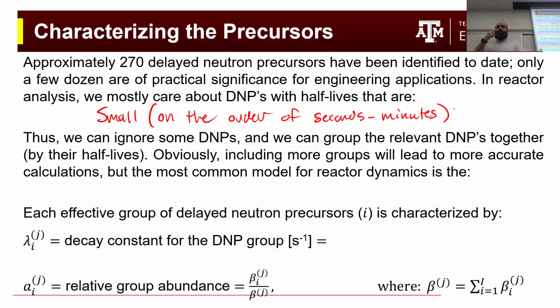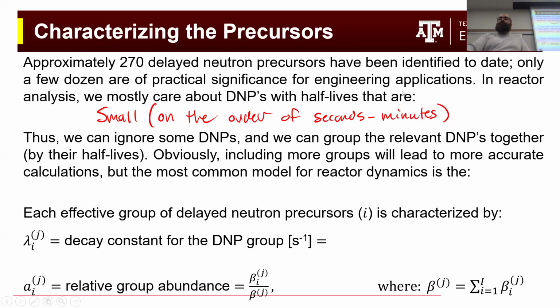Because if the delayed neutron precursors have really, really long half-lives, that means it takes them a really long time to decay and produce new delayed neutrons. And if the time that it takes for that to happen is a lot longer than the mean generation time, then they end up being negligible in terms of their impact. So that means we don't have to keep track of all 270. We can ignore a lot of them.